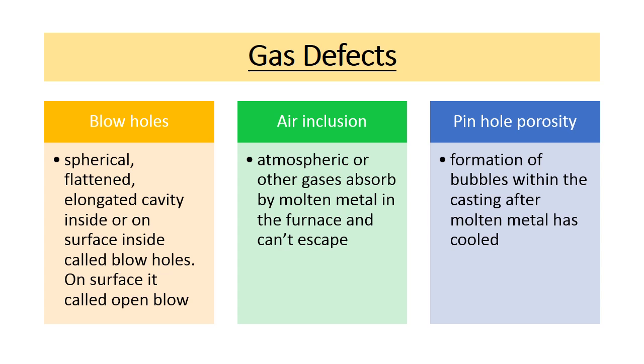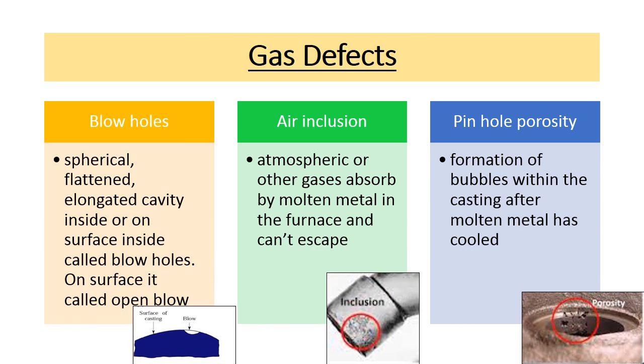Blowholes are actually spherical, flattened, or elongated cavities inside or on the inside surface. On the surface, it is called an open blow. Air inclusion is actually atmospheric or other gases that are absorbed by the molten metal in the furnace and cannot escape. Pinhole porosity is actually a formation of bubbles within the casting after the molten metal has cooled. Below, you can see the pictures for blowholes, air inclusion, and also pinhole porosity.